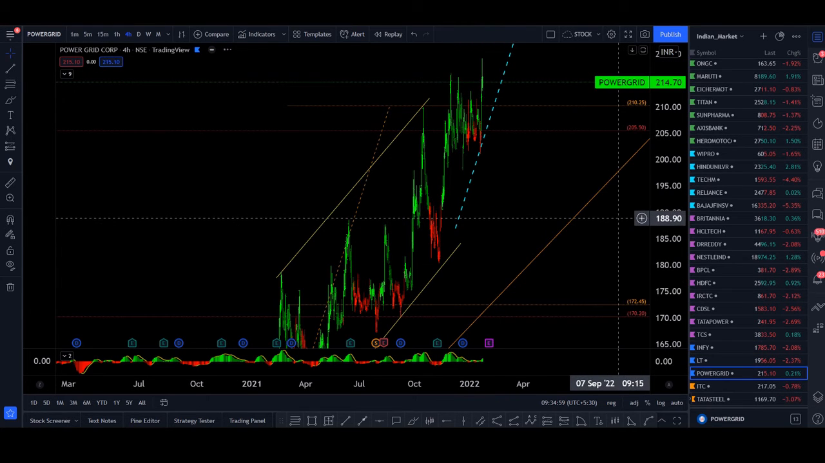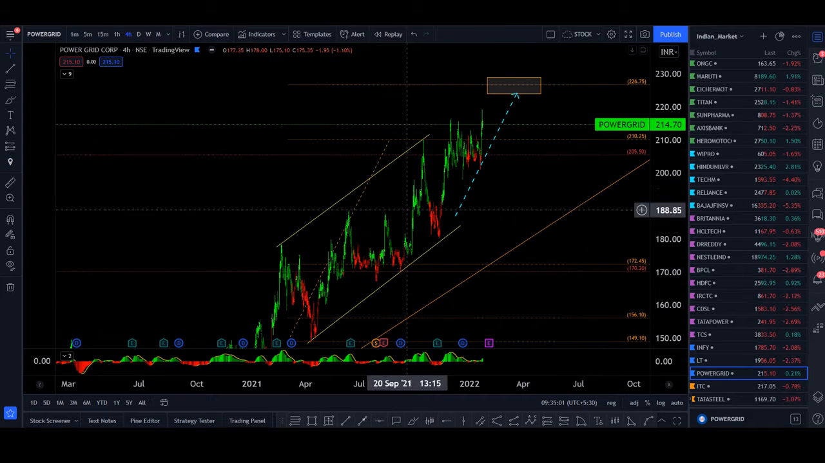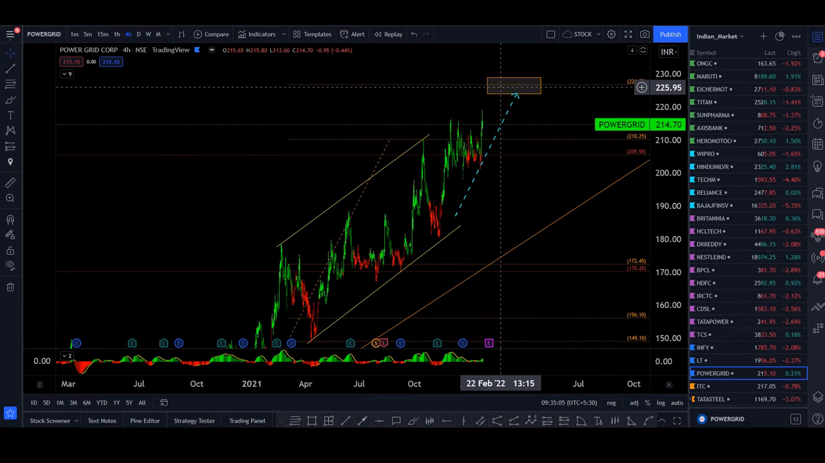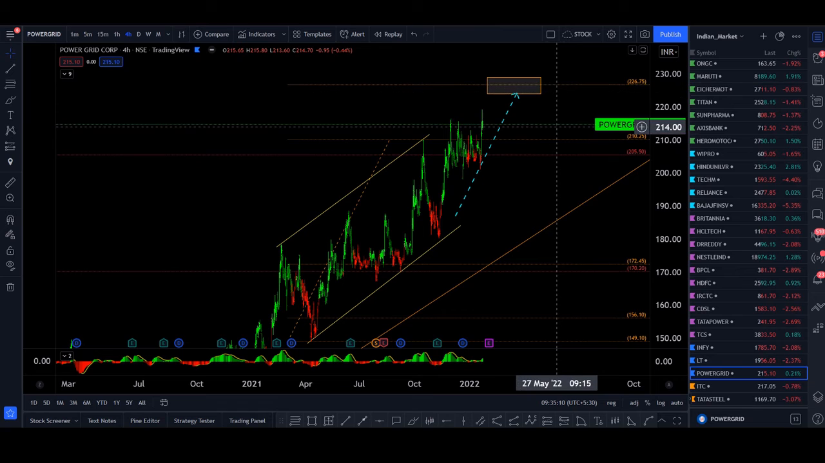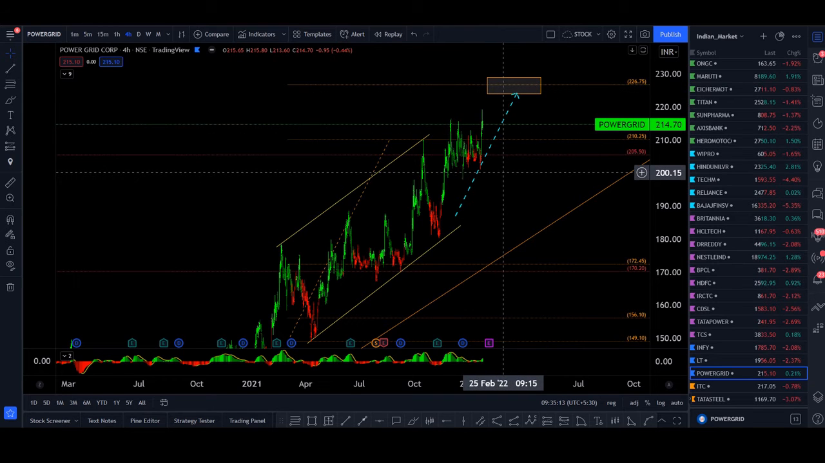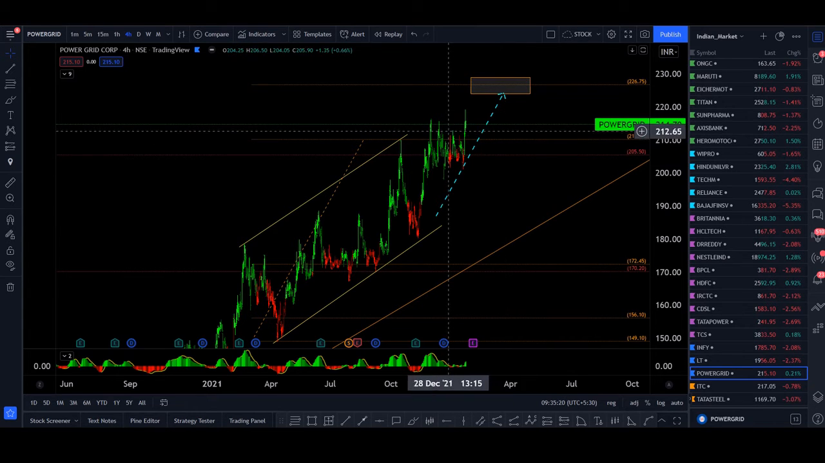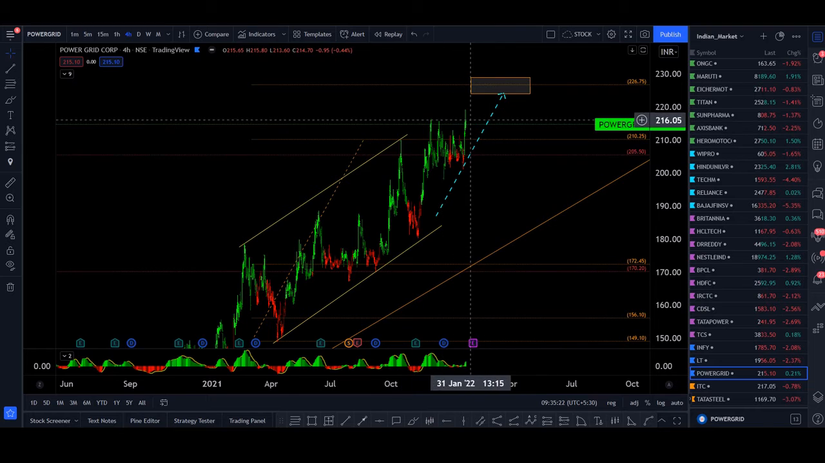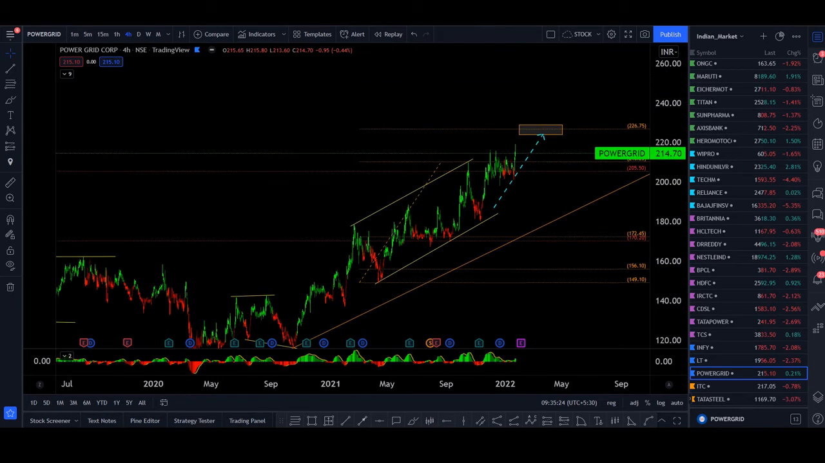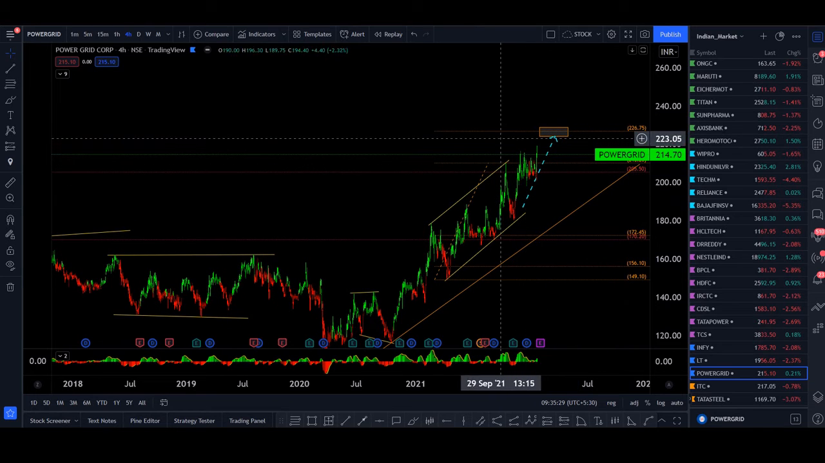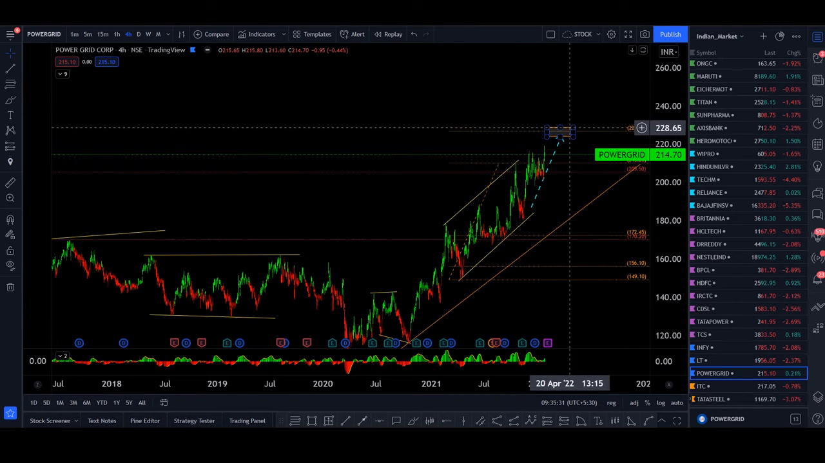So the next one is Power Grid, where again we have consolidation, and then there is a move which already started, but the target is pretty close. We only have a 10 rupee range, and the stop loss will be at 200 or something, so we don't have a proper risk to reward ratio. I don't think we have to enter this trade unless it has a bigger move. But that's okay to lose this, doesn't matter, because it's already at a very high point.